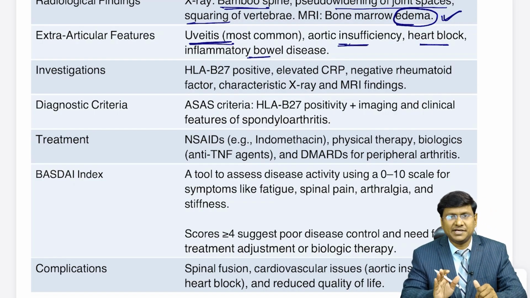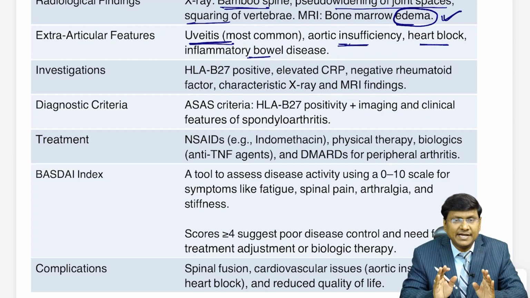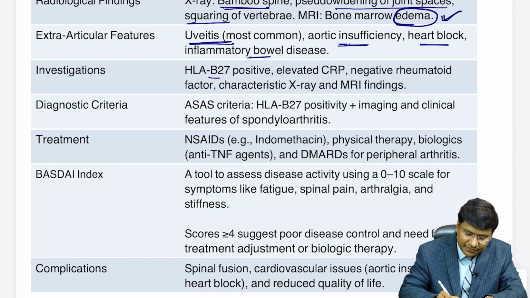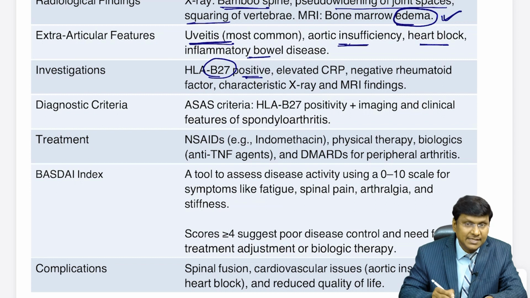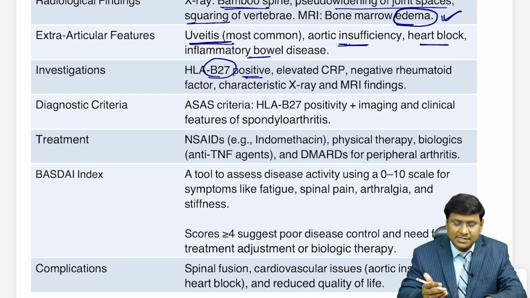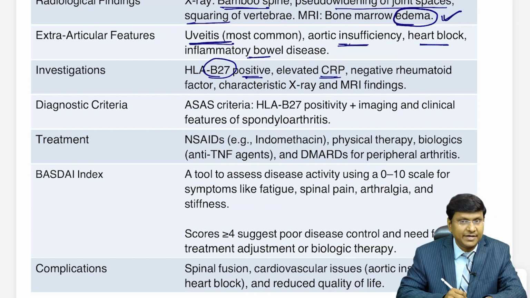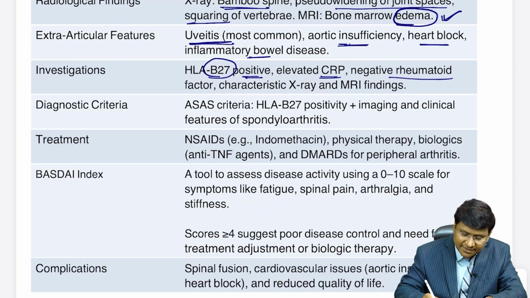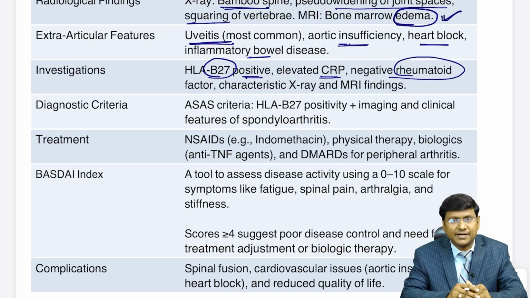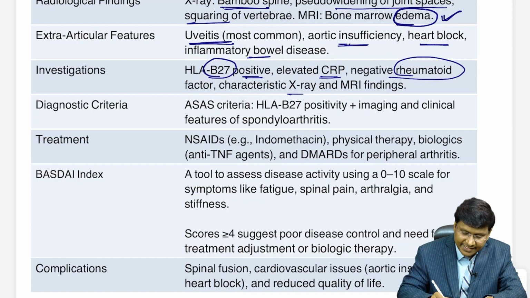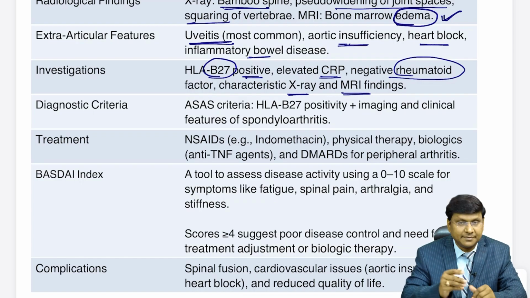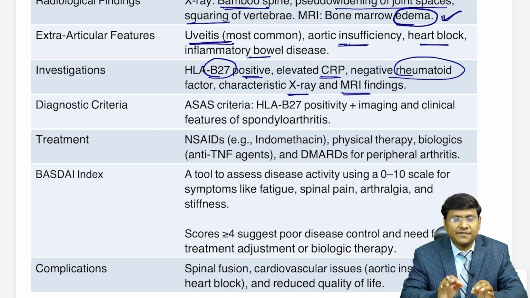And what are the investigations? As I have said, the important investigation is that ankylosing spondylitis has an association with HLA-B27 being positive. And what are the markers of inflammation? That is the CRP, which will be elevated. And it is a seronegative arthritis, so the RA factor will be negative. So the important radiological findings are observed in the X-ray as well as the MRI.